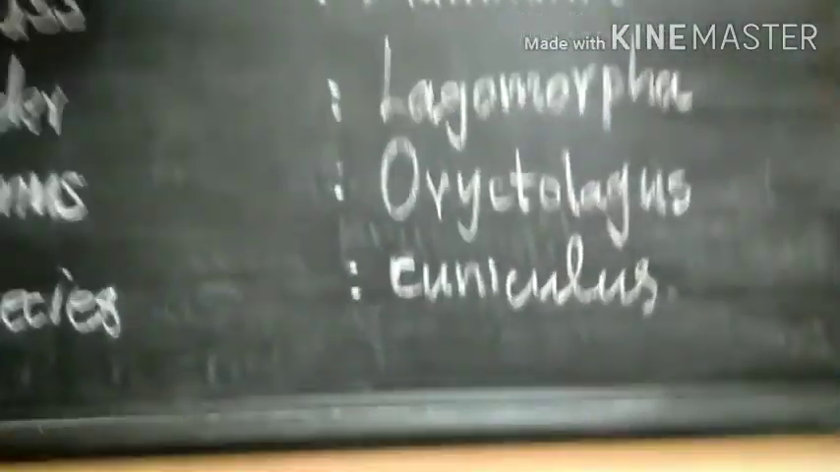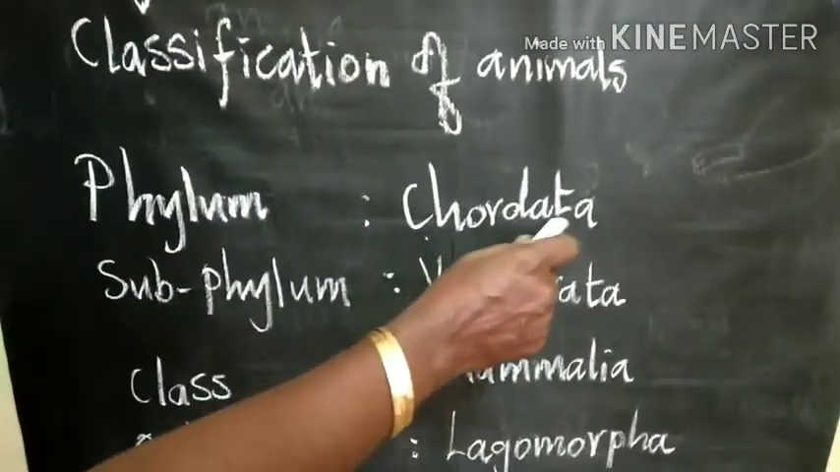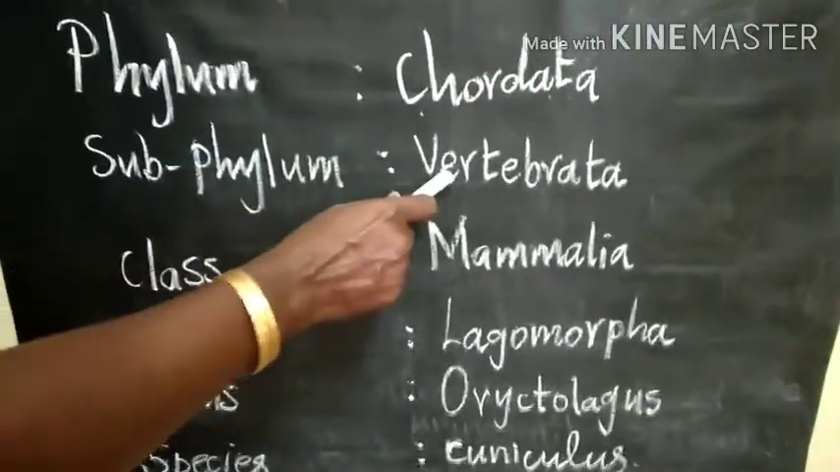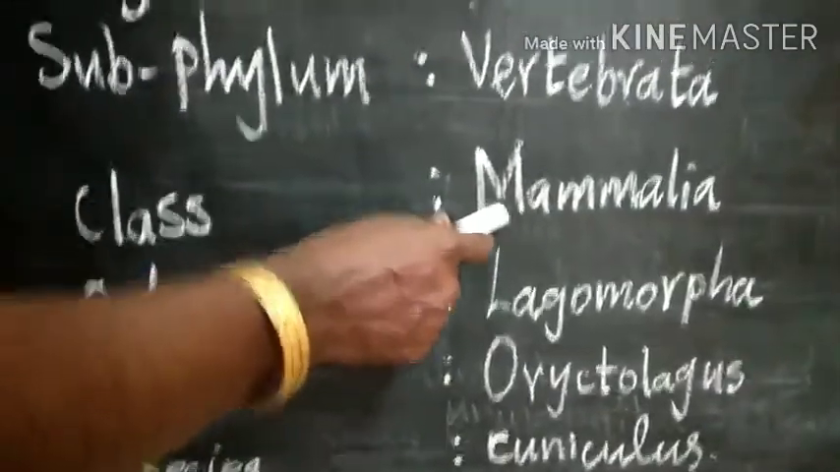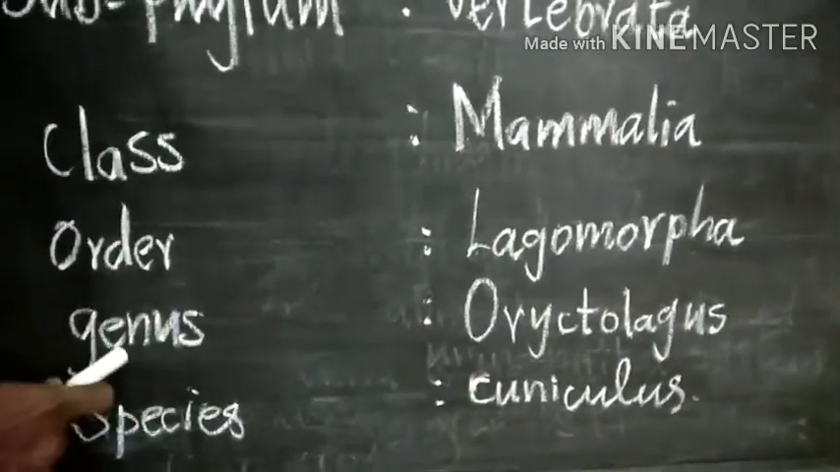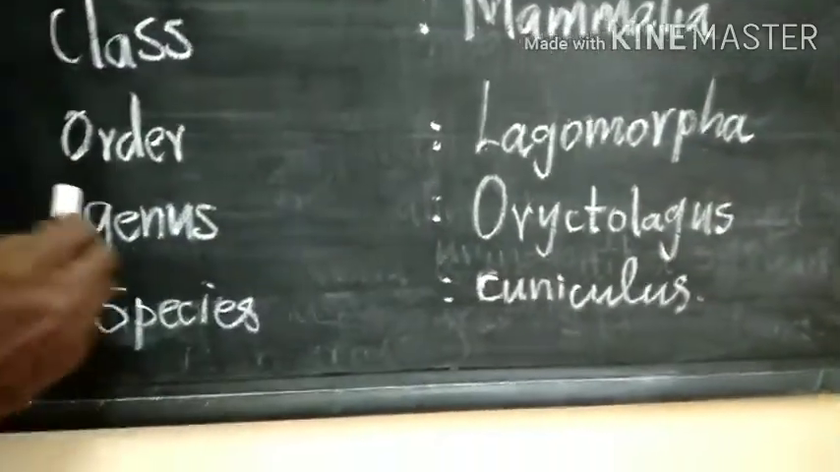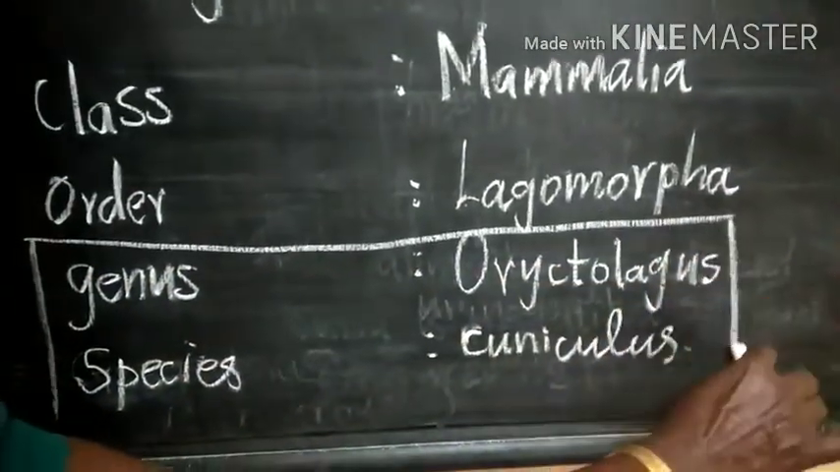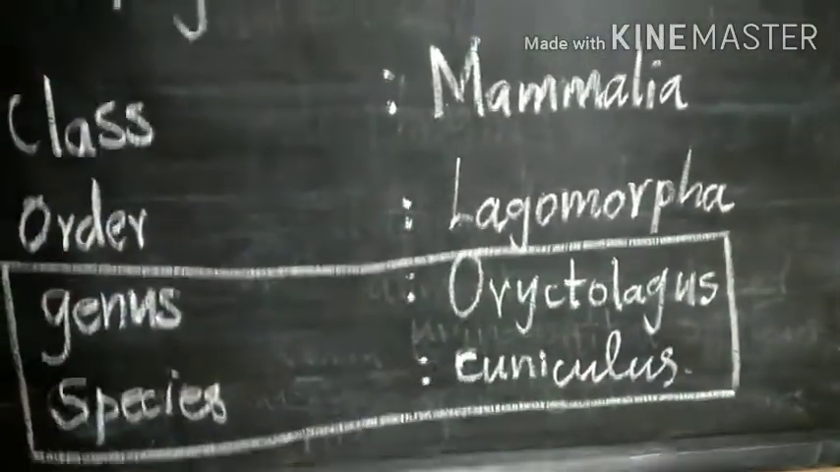Once again I repeat, phylum Chordata. These organisms possess the notochord in the anterior part of the body. Subphylum Vertebrata. They have vertebral column. Class Mammalia. They have the mammary gland. Order Lagomorpha. They are the placental mammals. And the genus Oryctolagus and species Cuniculus. The last two, the lowest units, are genus and the species. These two names together form the scientific name of this organism.